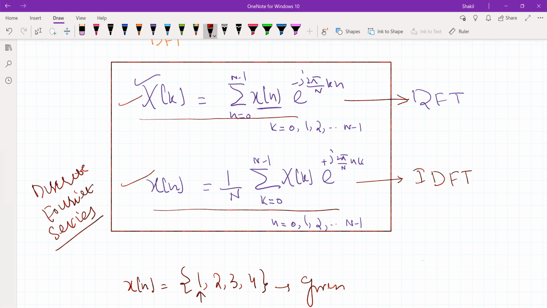All right. So this is DFT. This is IDFT. In the next session, we'll solve some examples based on this DFT.